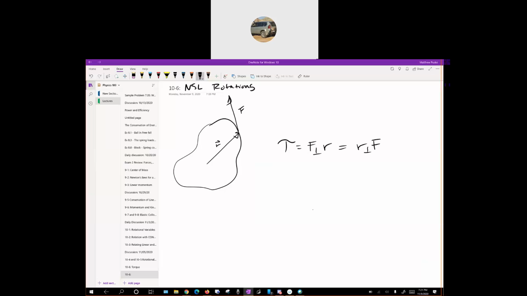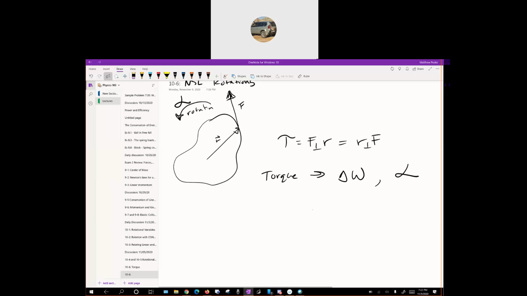We didn't look at the effect of this, though. This would be the cause, right? We have some force acting at a distance. Well, that causes a rotation, but it doesn't cause just a rotation. It causes an angular acceleration. It causes some alpha. So, we have a torque. We can say that we're going to have some change in angular velocity due to some angular acceleration alpha. Okay, so how can we derive this?